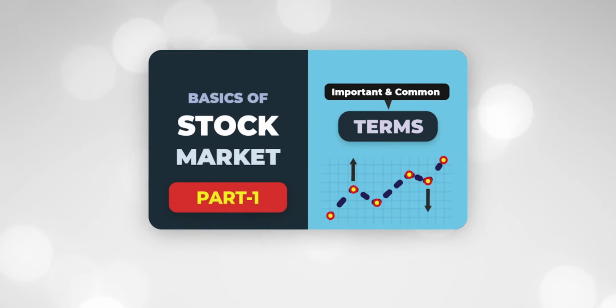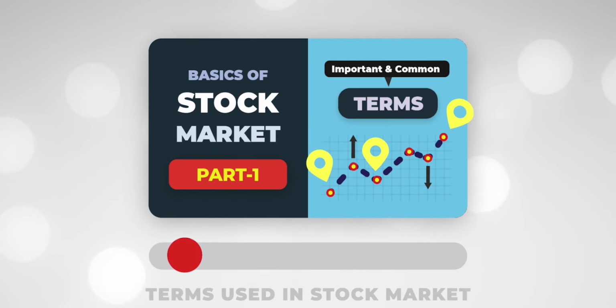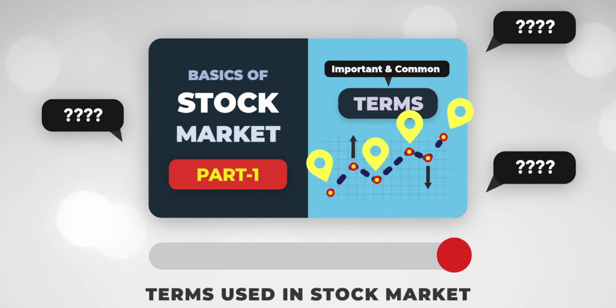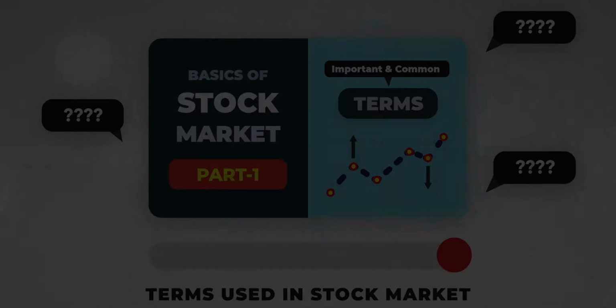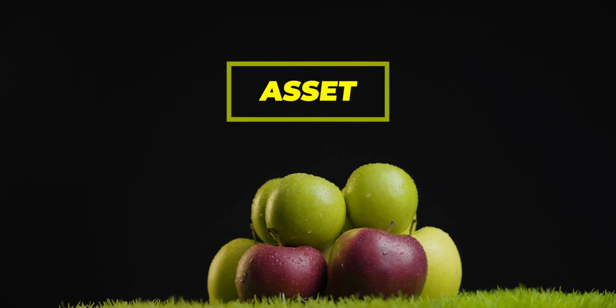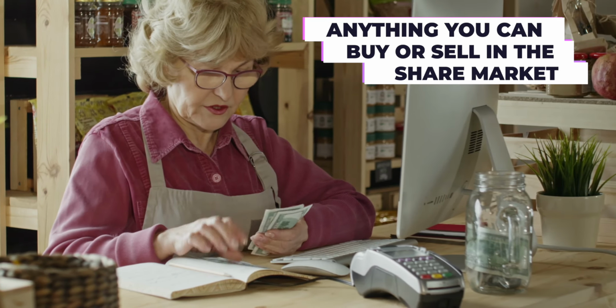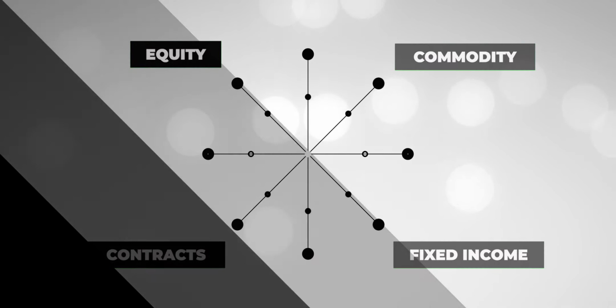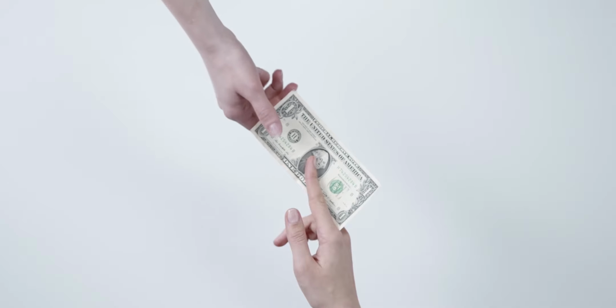In this video, we are going to talk about various terms that are used in context of share market which can be confusing for new investors. Let's begin with an asset. Simply put, an asset is anything that you can buy and sell in the share market. It may be equity, fixed income, contracts, commodity, and more. Every asset has its price that you need to pay in order to buy or sell it.